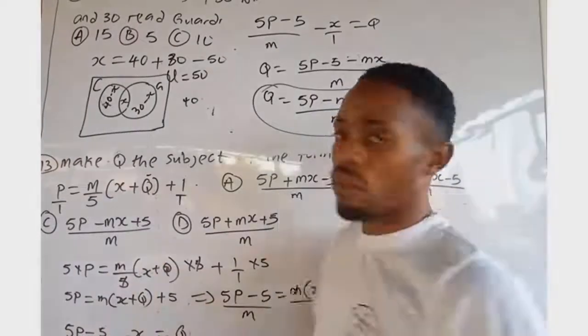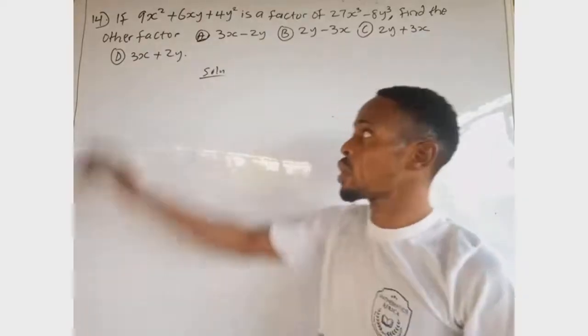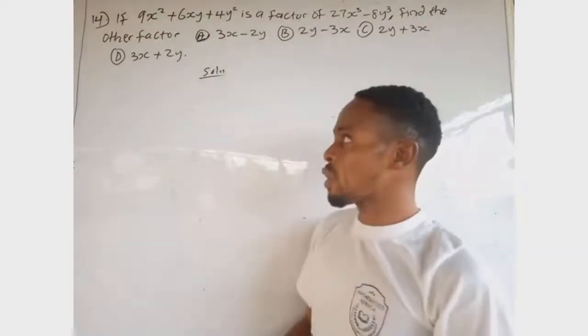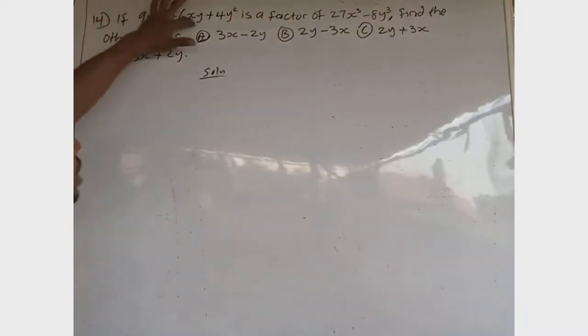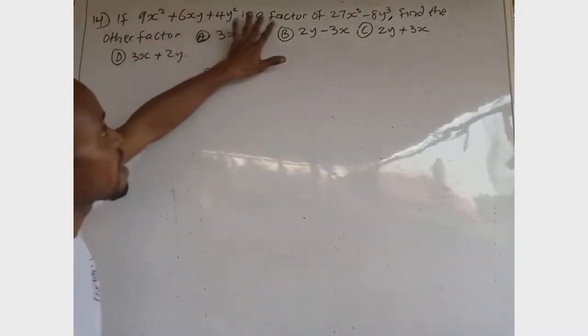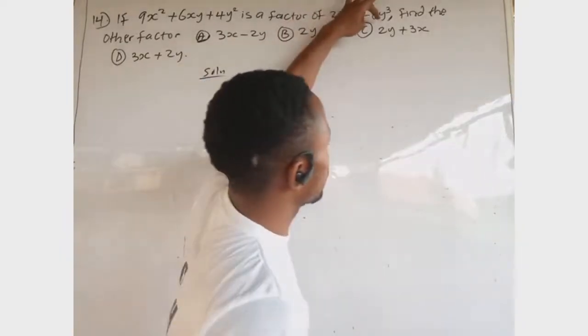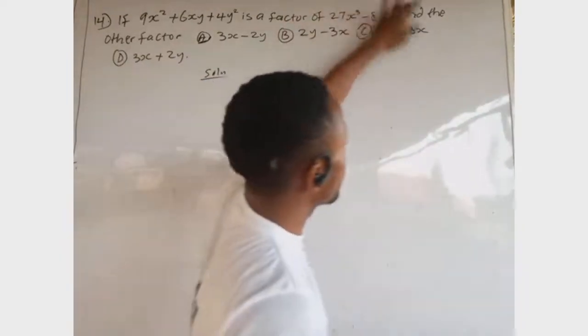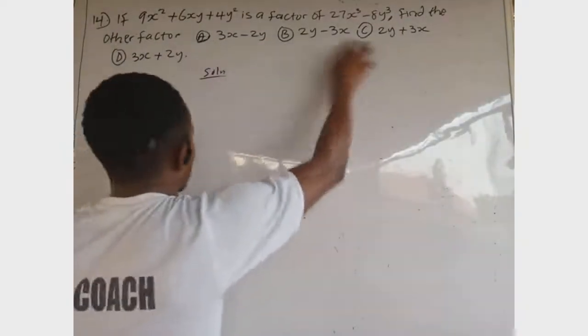Okay, let me see question 14 of today's class. Hello guys, welcome back to this mathematics class. This question 14 states that if 9x squared plus 6xy plus 4y squared is a factor of 27x to the power 3 minus 8y raised to power 3, find the other factor. And these are our options we have.